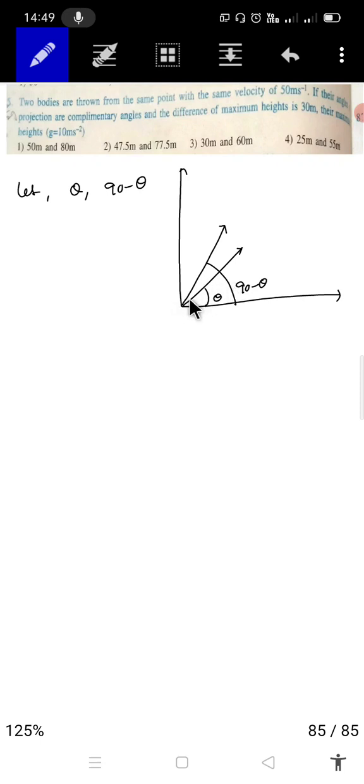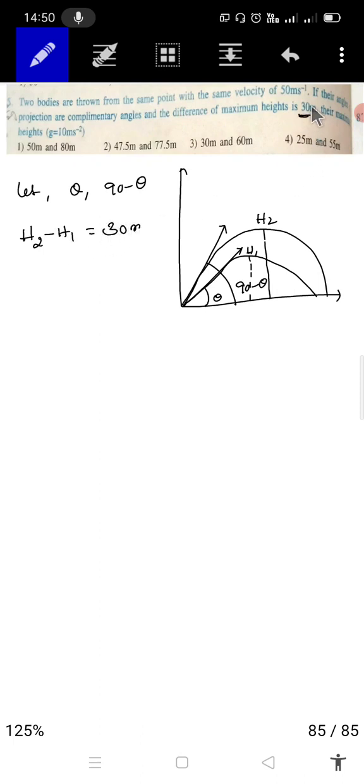One body is projected like this and moves in this manner. This is another body, it moves like this. The maximum heights: this is h1, this is h2. They gave the difference h2 minus h1 equals 30 meters. The difference of maximum heights is 30 meters. Now let the first angle theta 1 equal theta.